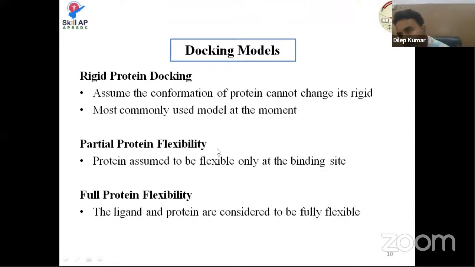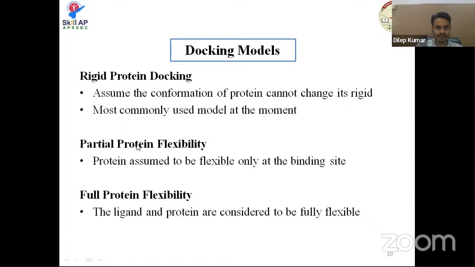We have different models of docking, like rigid protein docking, partial protein flexibility docking, and full protein flexibility docking. In rigid protein docking, we assume that the conformation of the protein cannot be changed. That means the protein's structure is rigid, and it is one of the most commonly used models currently. We also have partial protein flexibility. I told you that there are two sites, right? One is the binding site, and the other is the rest of the molecule, which we can sometimes call the allosteric site.